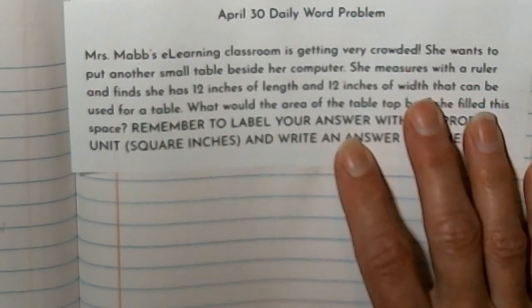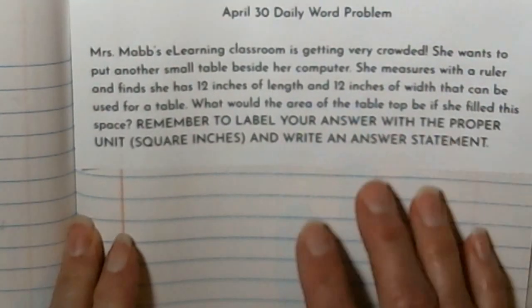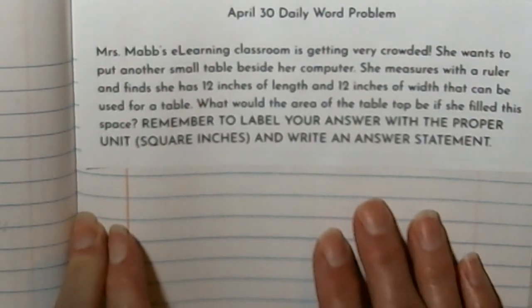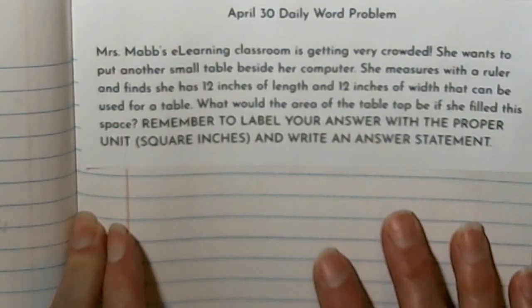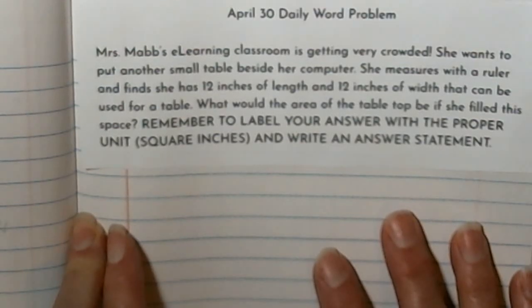Okay, so we're going to go over the April 30th daily word problem. And if you are going over this problem with me, that means you've already done it. You have shown your work in your notebook. You have written an answer statement, and you have labeled your numbers.